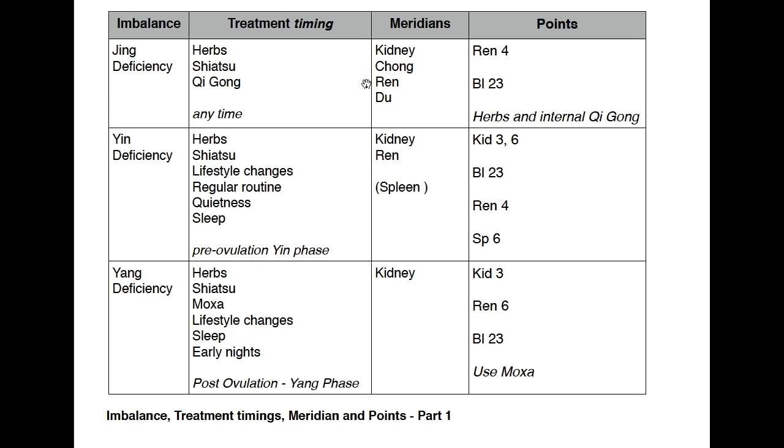The super points. Okay, this is again a revising of the treatment and when to do it, which we've already covered. Okay, so don't forget, yin deficiency is the hardest one to treat. Ren 4, which is conception vessel 4, that's really, really important. And then you've got bladder 23, that's the kidney Shu point. And don't forget that herbs and internal Qigong are probably a really good idea for this as well. Okay.